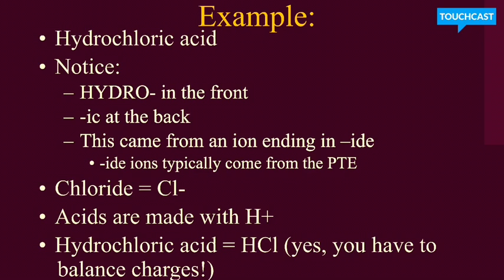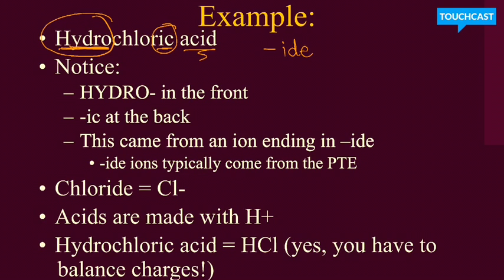Hydrochloric acid. So in this particular example, you have a prefix of hydro, you have an ic, and of course we call it the acid. Because you have this prefix hydro in the front and ic at the end, this particular acid must have come from an ion that ends in ide.